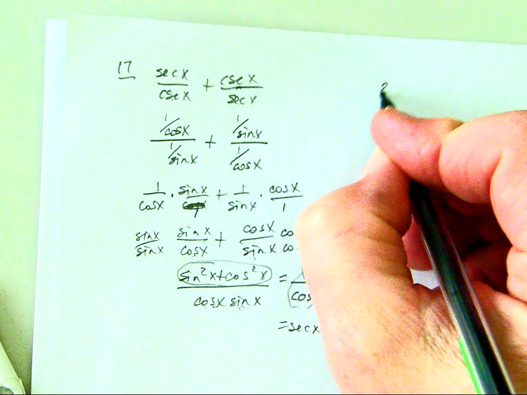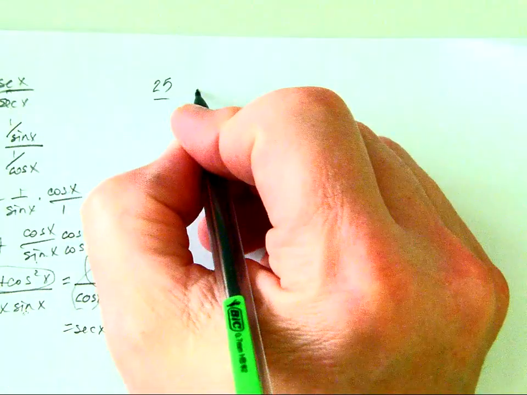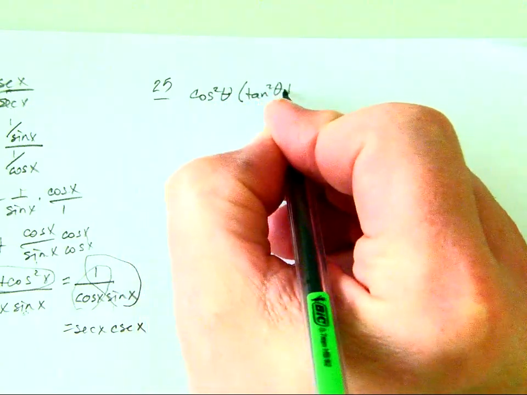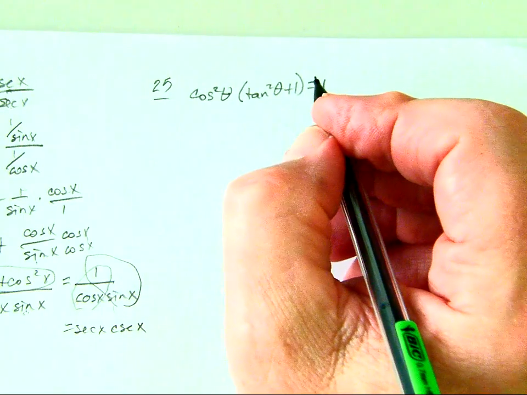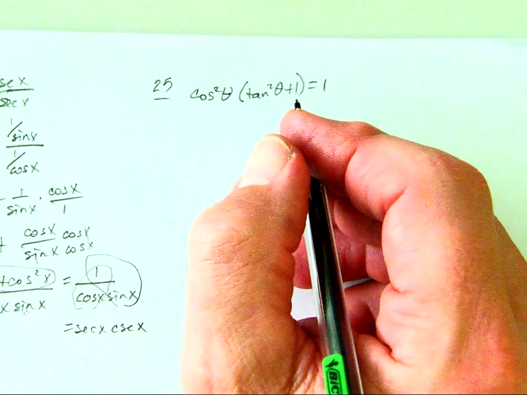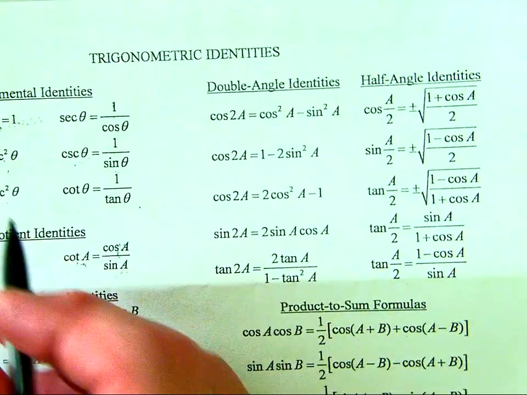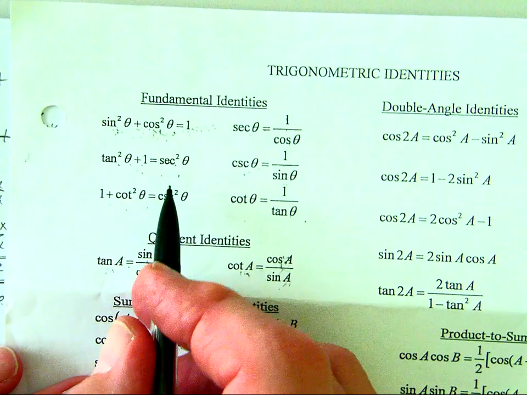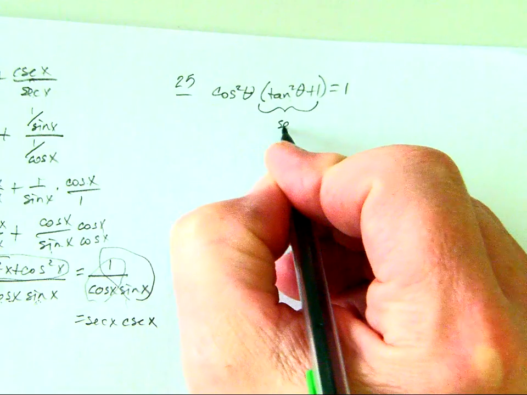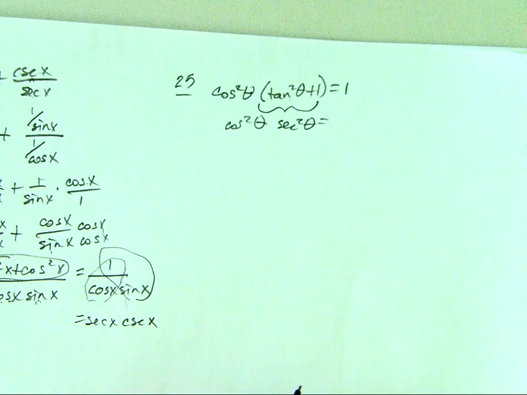Let's look at 25. So on 25, we have cosine squared theta times tangent squared theta plus 1 equals 1. Now this is a verify problem. So we're definitely going to work on the left side because it's the most complicated. Well, first, I see a tangent squared plus 1. Well, tangent squared plus 1 is secant squared. So in place of that, we could put secant squared. So now we have that.